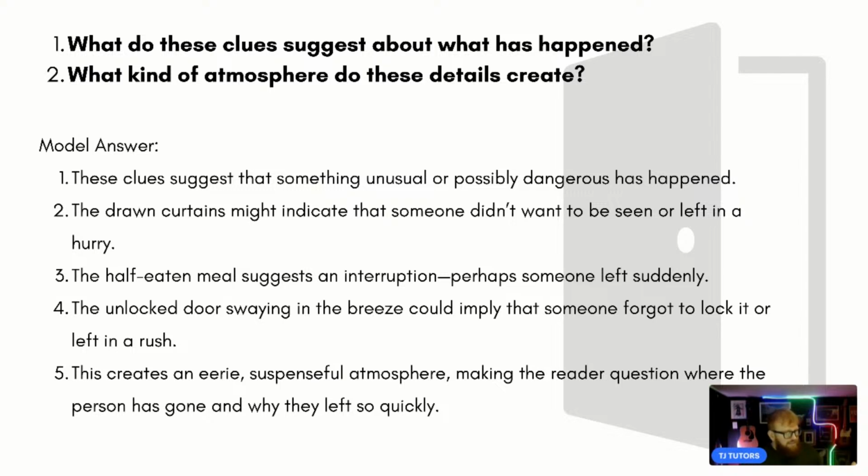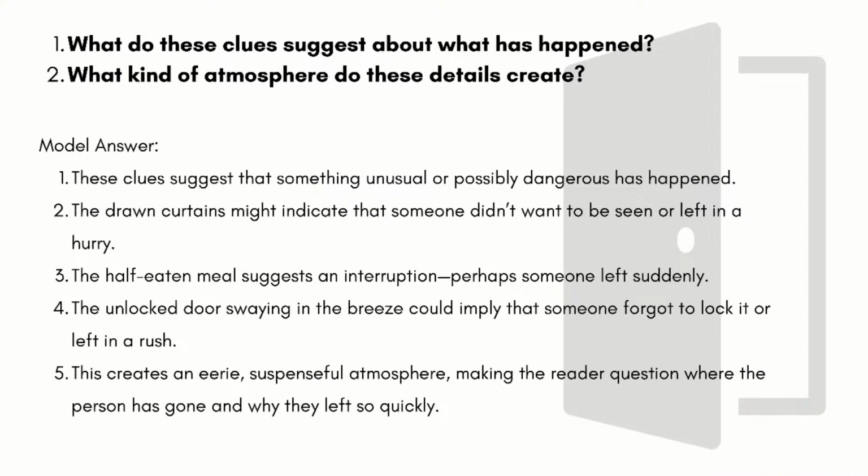A half-eaten meal suggests that perhaps there's been some kind of interruption. Someone's maybe left suddenly or been taken away suddenly. The door's unlocked, swaying in the breeze, the door's wide open. People shut the door when you go through it. So it could imply someone forgot to lock it or has left the place in a rush. This is creating a pretty eerie, suspenseful atmosphere.